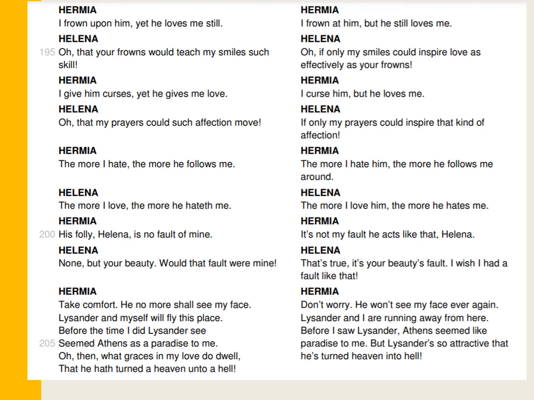And at the end there, Hermia basically says, don't worry, we're going to run away from Athens. He'll never see me again. I thought that Athens was where I was going to spend the rest of my life, but I'd prefer to be with Lysander and leave this place than have to stay here and not be with him instead.